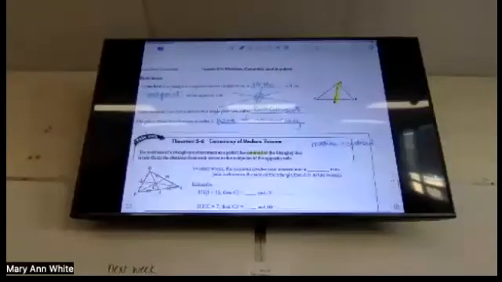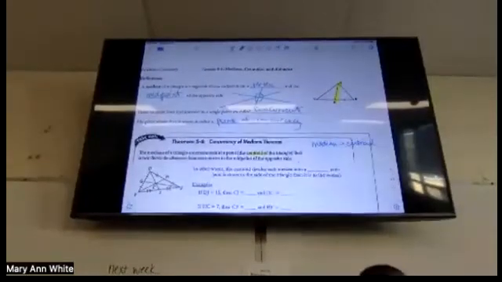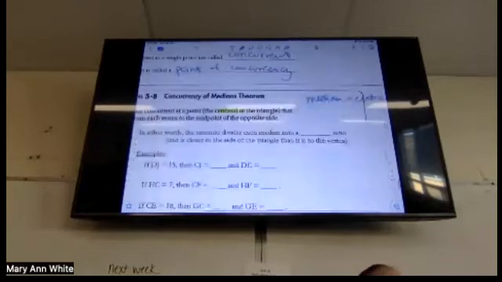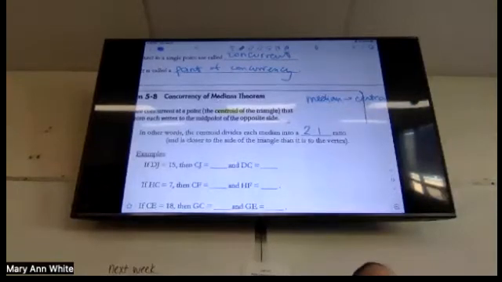So the theorem that we have about this is that the medians of a triangle are concurrent at a point, and that point is the centroid. And that is 2/3 the distance from each vertex to the midpoint of the opposite side. Okay, that sounds like a lot of crazy words. In shorter terms, the centroid divides each median into a 2-to-1 ratio. And the median is closer to the side of the triangle than it is to the vertex.